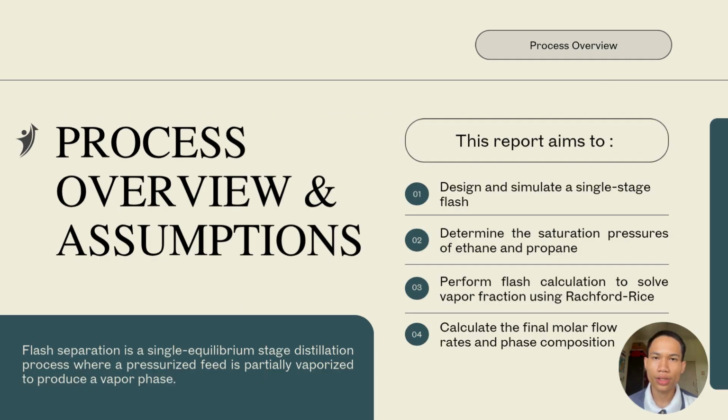Because this is a single equilibrium stage distillation process, we assume that the vapor stream leaving the top and the liquid stream leaving the bottom are in thermodynamic equilibrium. This allows us to use standard vapor-liquid equilibrium relationships to predict the concentration of ethane and propane in both exiting phases.